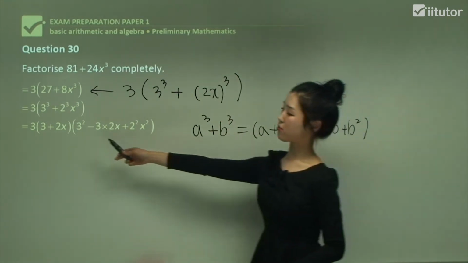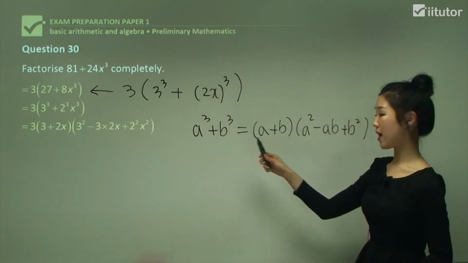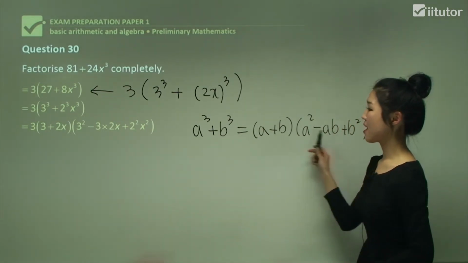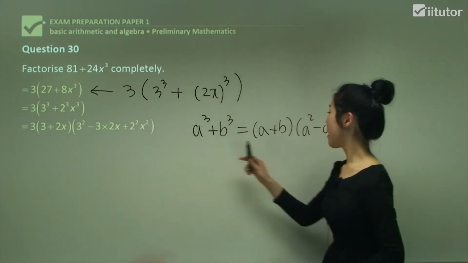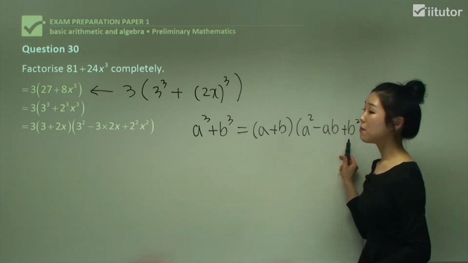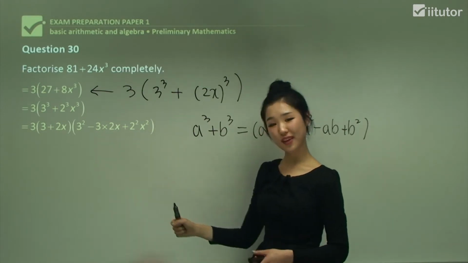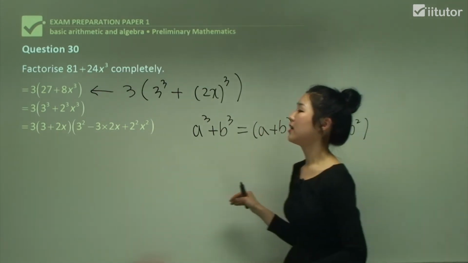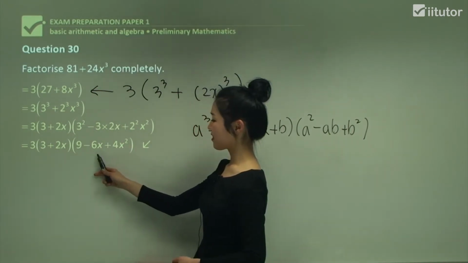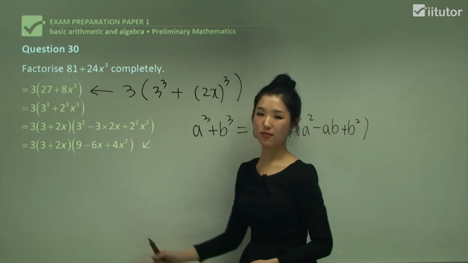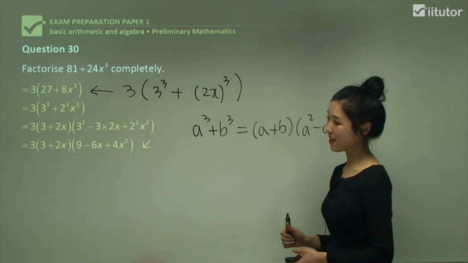So I have 3 plus 2x times a squared, so it's 3 squared, minus ab. A is 3, b is 2x, so it's going to be 3 times 2x. And then we're going to do b squared, which is 2x squared, which is 2 squared x squared. Okay, so all I did was apply this rule. So now let's simplify. 3 squared is 9, 3 times 2x is 6x, 2 squared is 4, so 4x squared. And that's it, we can't go any further than that, so that's our final answer of factorization.